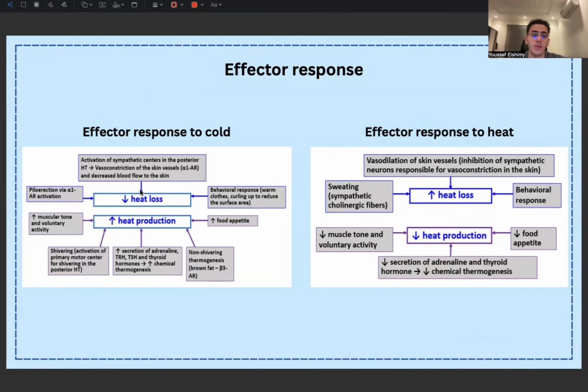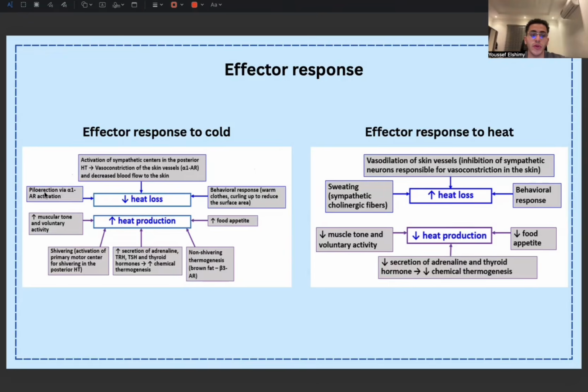So how can we decrease heat loss? We decrease heat loss by activating the sympathetic nervous system, done by the posterior hypothalamus. This would lead to vasoconstriction of the blood vessels. And whenever vasoconstriction happens, it prevents the heat from getting lost through the skin, and it shifts the blood towards the important vital organs. So this would lead to decreased heat loss.